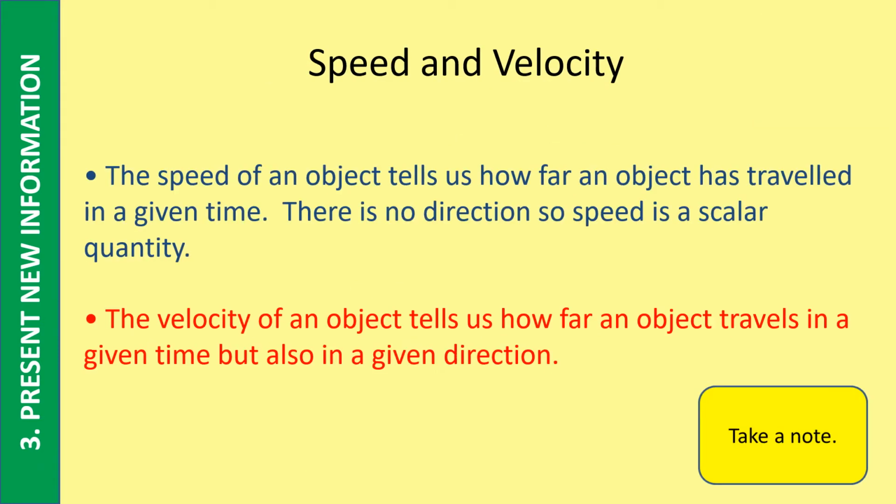So now we know the difference between distance and displacement. We can have a look at speed and velocity. The speed of an object tells us how far an object has travelled in a given time. There's no direction, so speed is a scalar quantity. The velocity of an object tells us how far an object is travelling as well, but also in which given direction it is travelling. So velocity is a vector quantity.